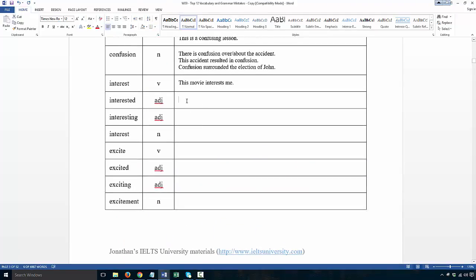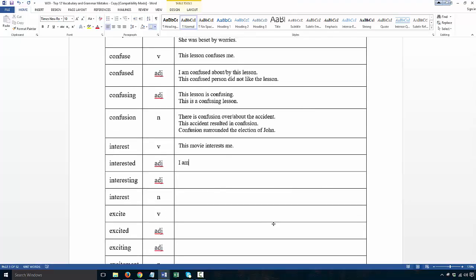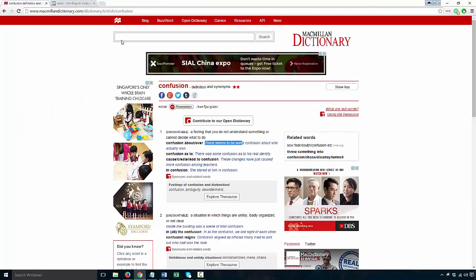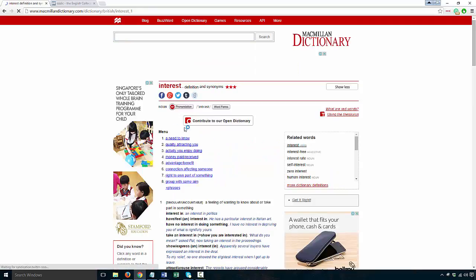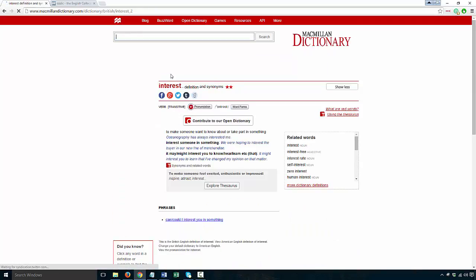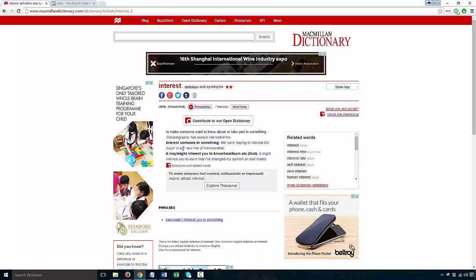Okay, interested. I am interested in this movie. Now, let's just go to interest as a verb first. We've used it as a verb. So to make someone, okay, so oceanography has always interested me. Okay, it's just using the present perfect, has interested, which you can say oceanography interests me, in the present simple tense.